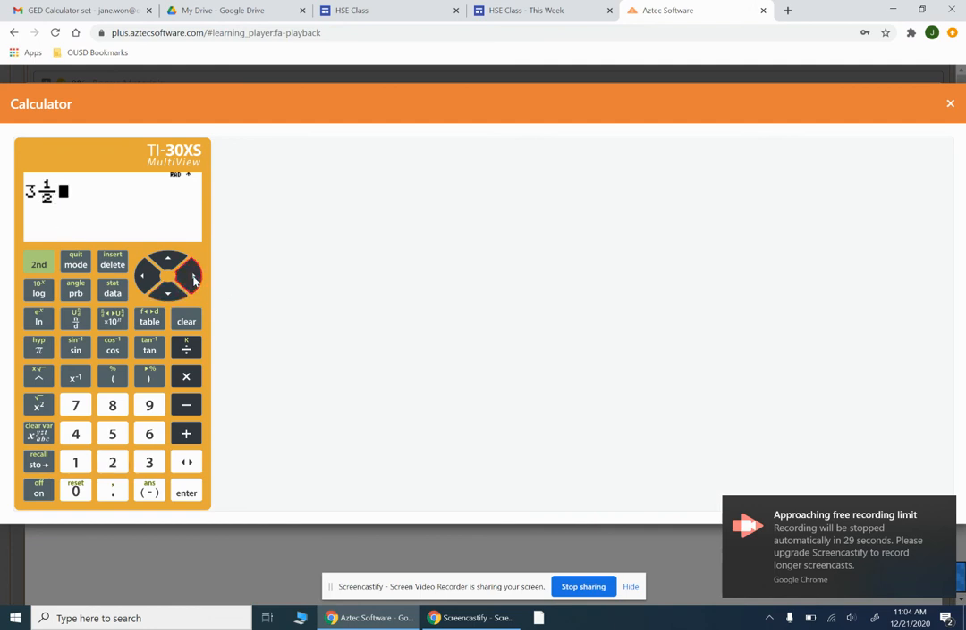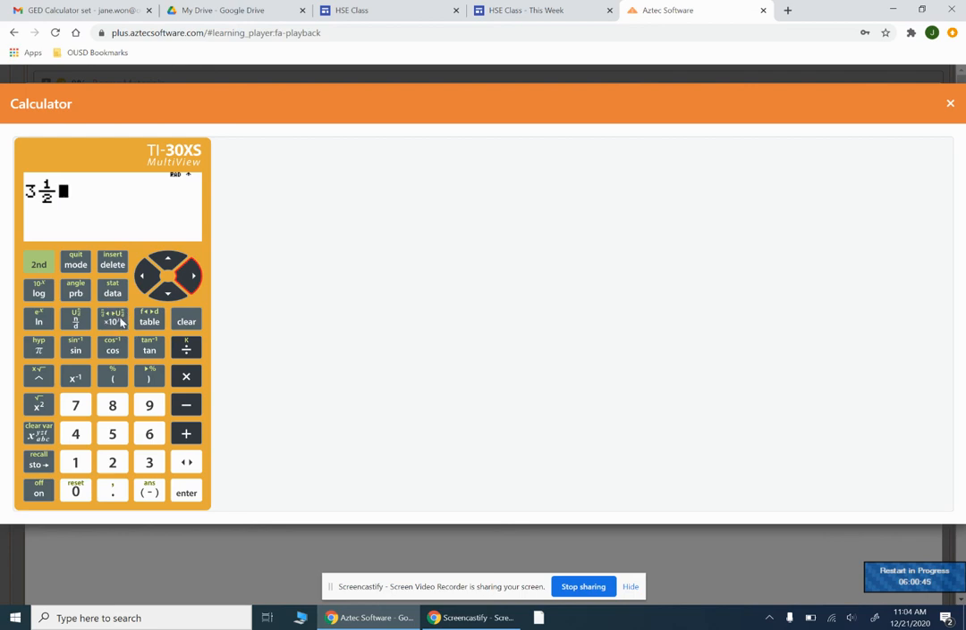I press right. And again, same button to change a mixed number into an improper fraction. I activate the second button, and then I press n over d, switch to unit n over d, or to a mixed number, and I just press enter. And this time it changed the mixed number into an improper fraction for me.